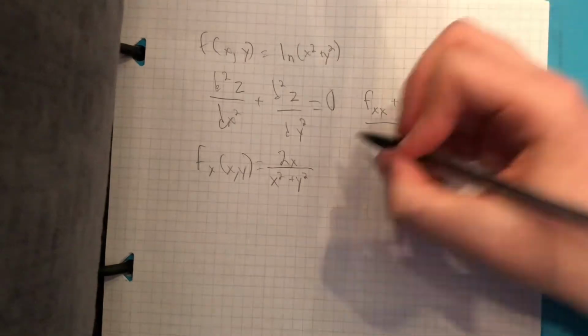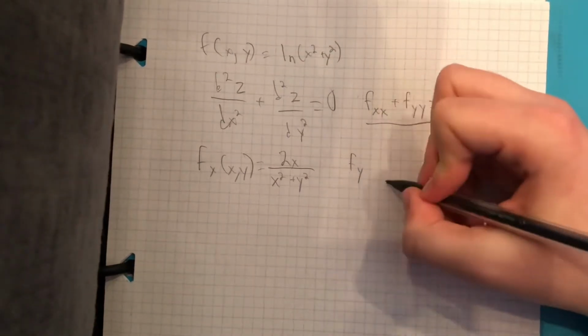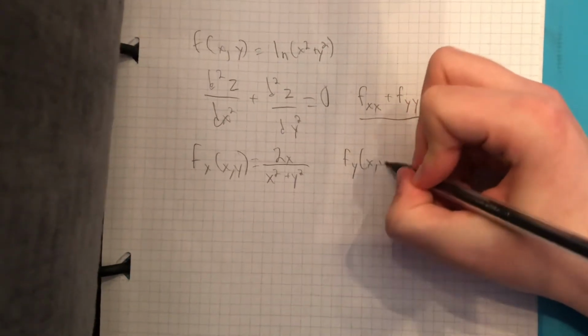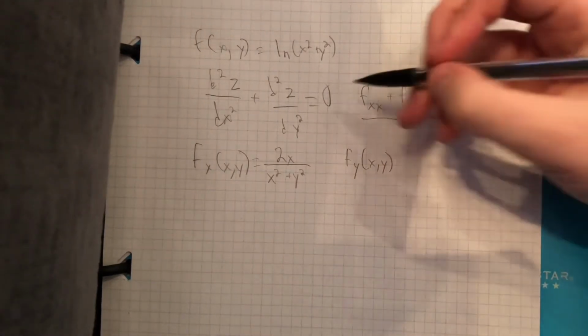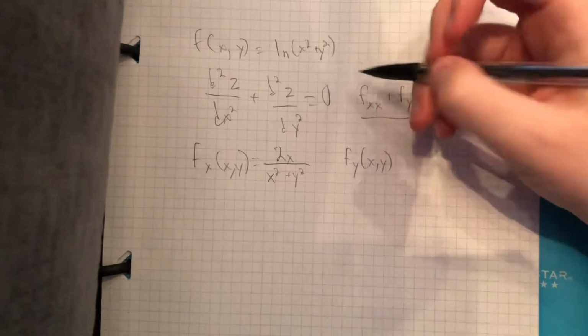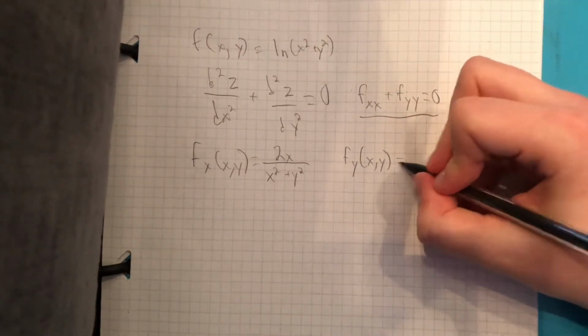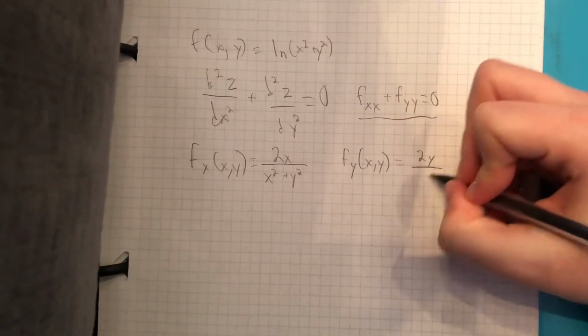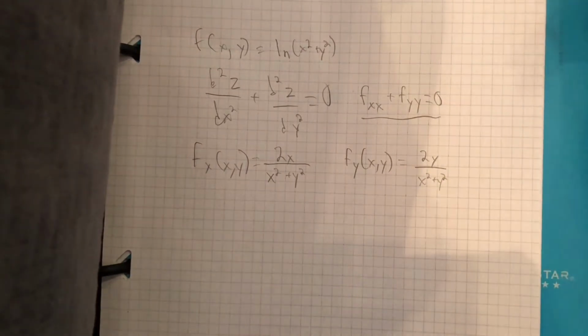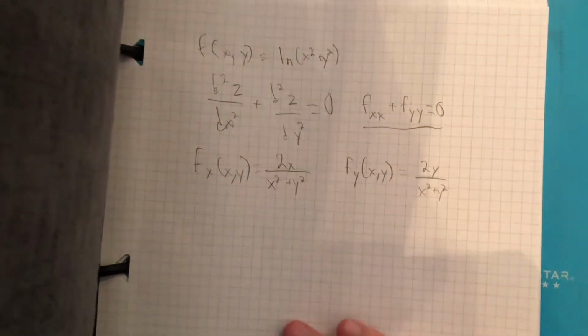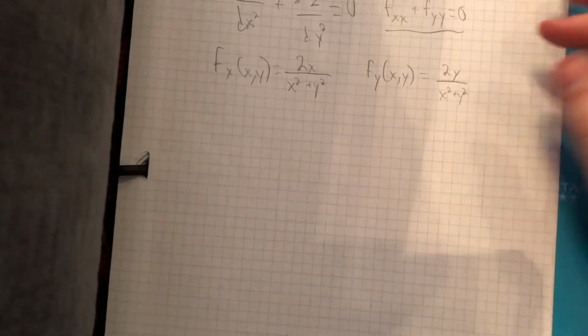Then we're going to do the partial derivative with respect to y of x comma y, and this is going to be very similar, as you might expect, x squared plus y squared. This time we're just dealing with the y, so it equals 2y over x squared plus y squared. That's all well and good. Now time to move to the second order partial derivatives.